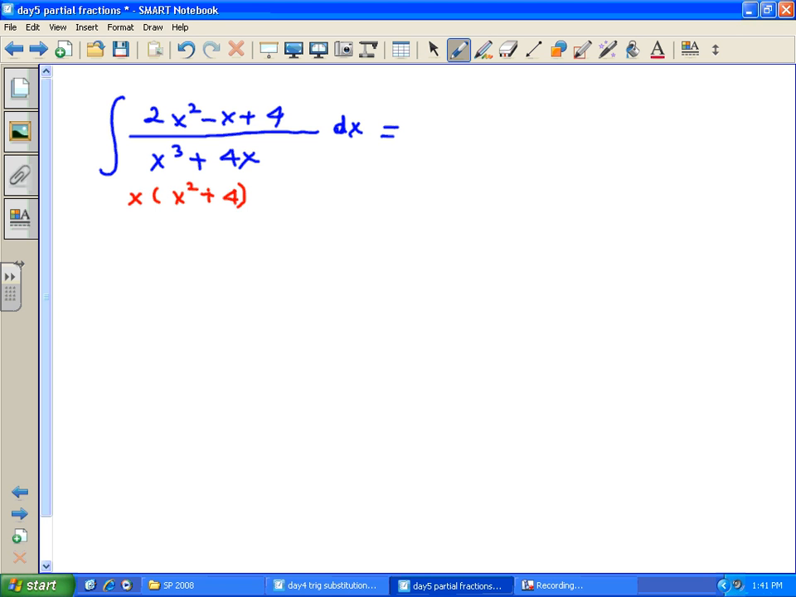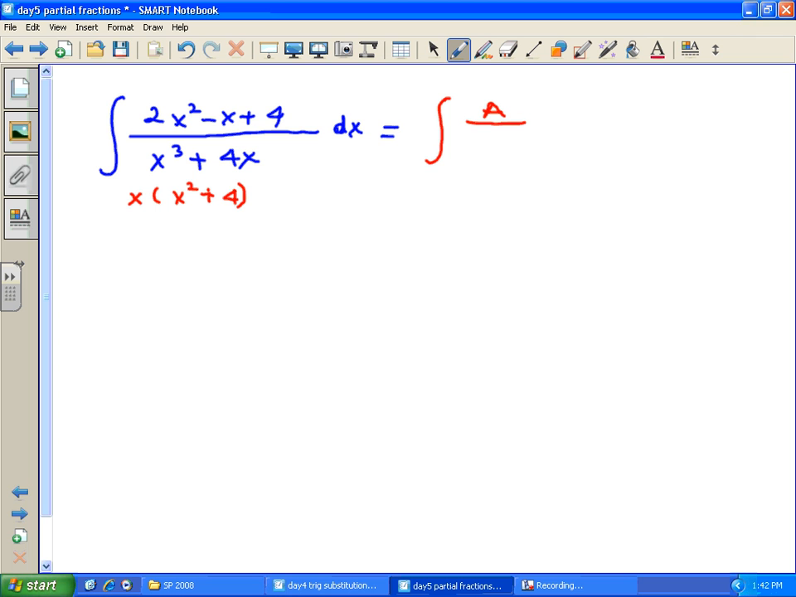So now what we have is a linear factor, which is x, or you can look at it as x minus 0. That's your linear factor. And an irreducible quadratic, right? x squared plus 4. Again, we've already talked about this. This can no longer be factored. That is our irreducible quadratic. Let's write two fractions to decompose this integral. What will it look like?